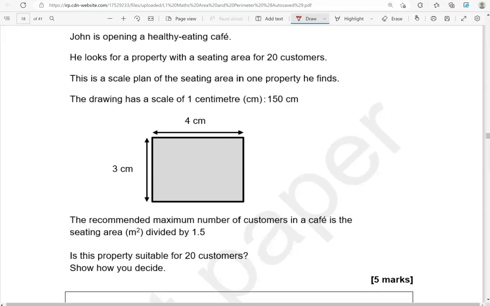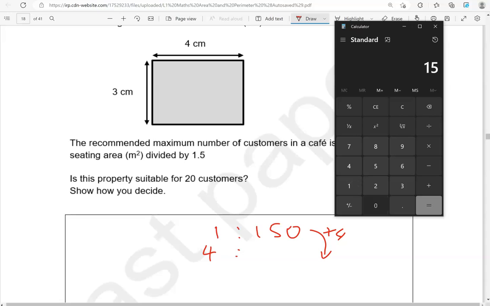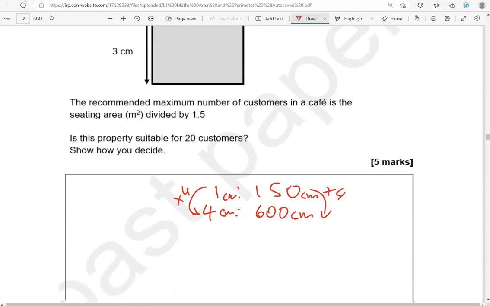So we have the drawing here, and we're told that the scale is 1 to 150. So four centimeters will be 150 times 4 in reality, which is 600 centimeters, which is 6 meters, because there are 100 centimeters in a meter.